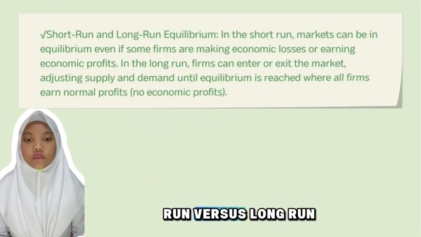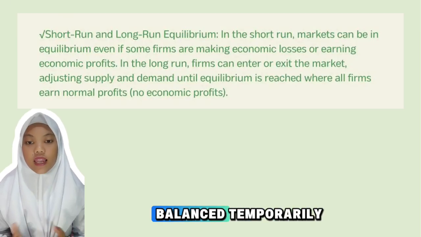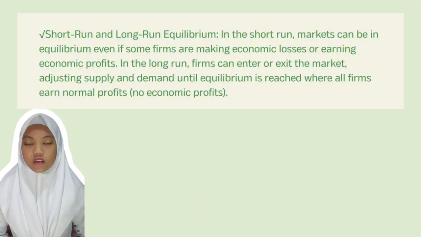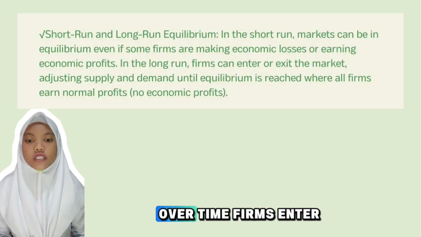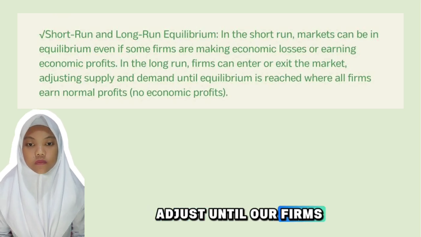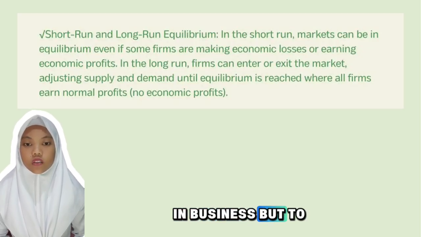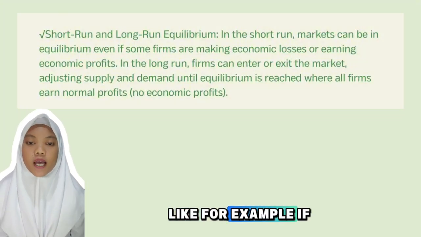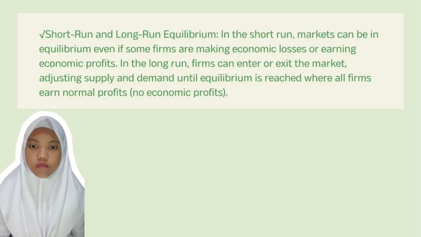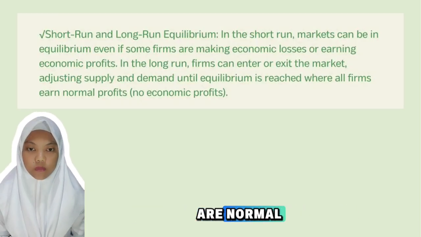Number four is short run versus long run equilibrium. In short run equilibrium, the market can be balanced temporarily, even if some producers are making extra profit or losses. In long run equilibrium, over time, firms enter or leave the market. Supply and demand adjust until all firms make normal profit, enough to stay in business but no extra profit. For example, if a new bakery opens and sells bread at high prices, maybe more bakeries open, increasing supply and lowering prices until profits are normal.